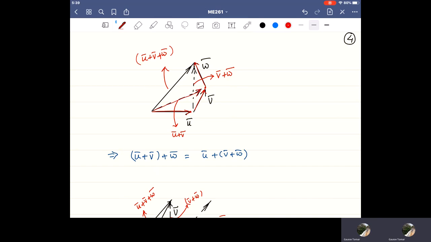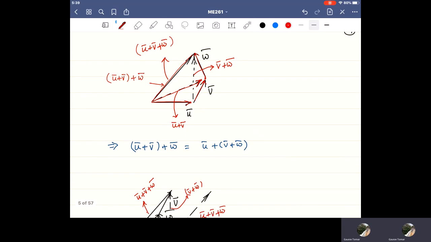So you place the tail of W on the head of U plus V, and then you get U plus V plus W. The way we have gone about it, we have done U plus V first, then added W to this resultant vector. It turns out that vectors follow the property of associativity, as it's called. So whether you do U plus V first, in the same order, or you do V plus W first and then later add U to it, they are the same thing.